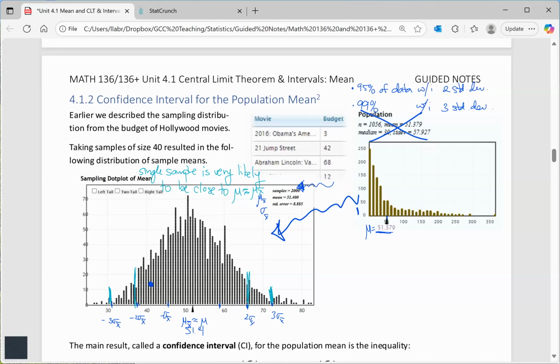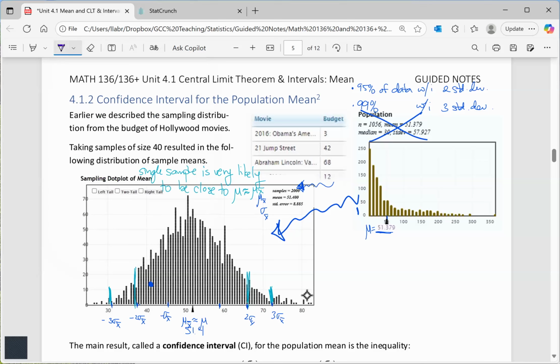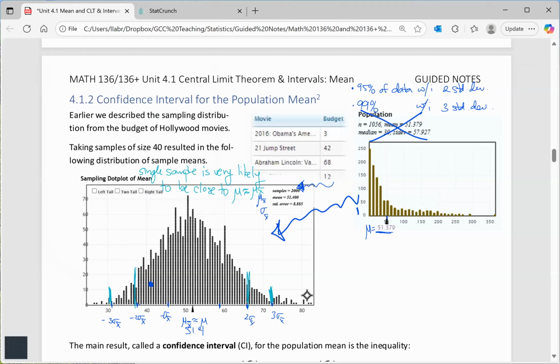So again, we're taking a single sample, and I'm going to say I'm going to land here. Then I'm going to take this concept of how far did I land? Well, we have what's called the error bound.